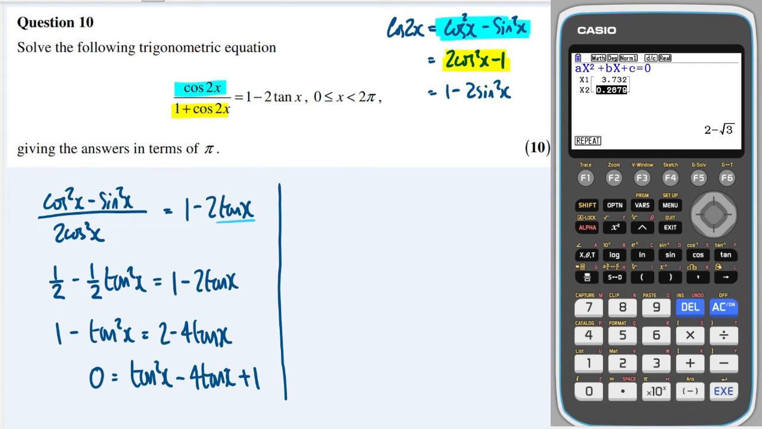2 plus root 3, so we're going to get tan x is equal to 2 plus root 3, and we're also going to get tan x is equal to 2 minus root 3.